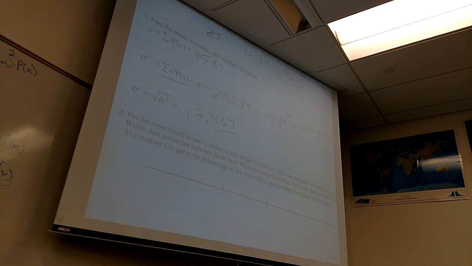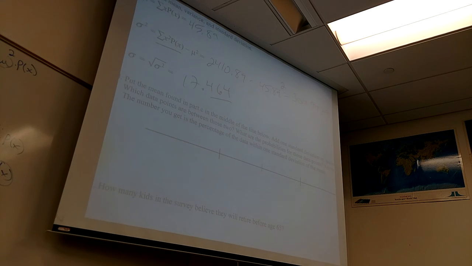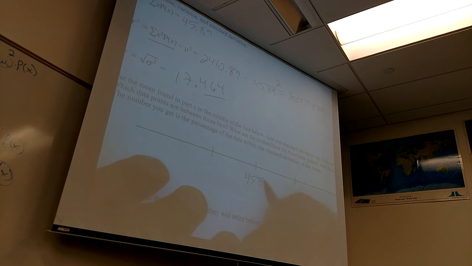Now, Part D should sound very familiar, right? We have all these theorems about how much data is within whatever. I like these concrete examples. So this should feel very familiar. Put the mean in the middle. Add a standard deviation, subtract a standard deviation. When you add it, you get what? It's like 62 point something. 63 point something? Check. And then when you subtract it, you get 28 point something. So which data points are caught in there?